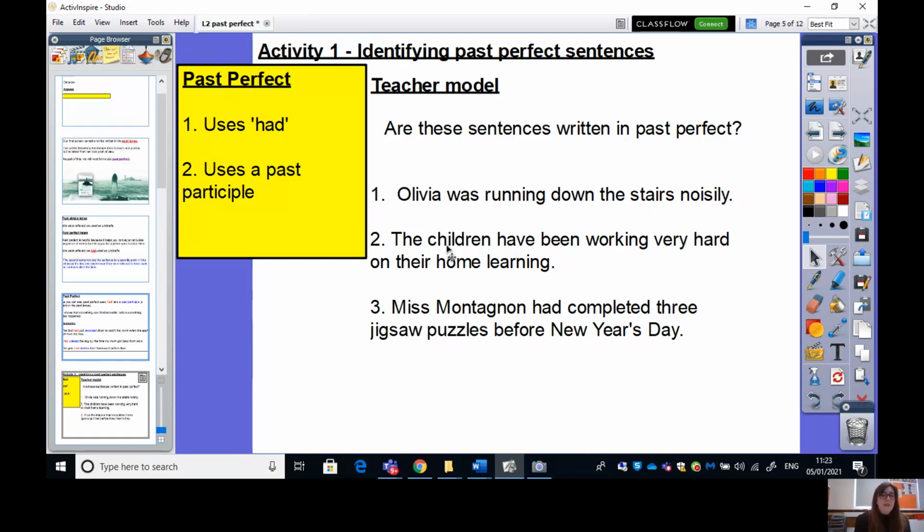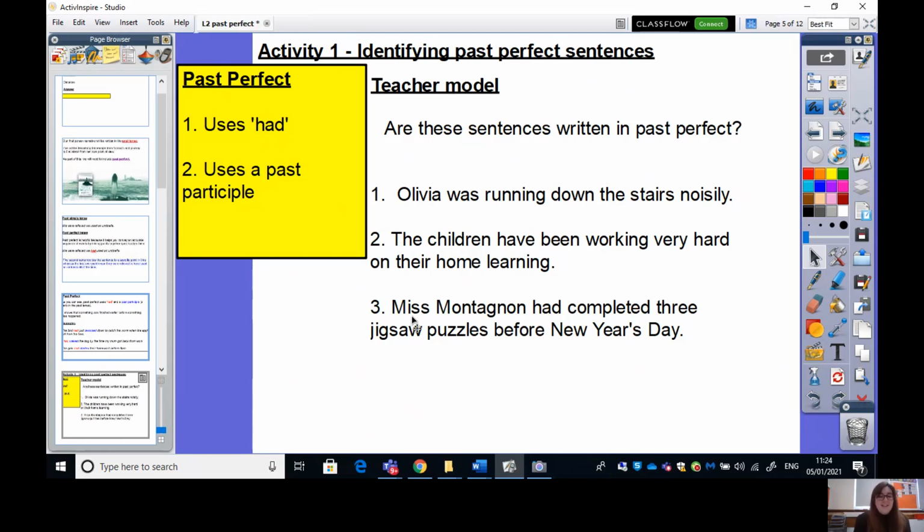Sentence 2, the children have been working very hard on their home learning. This isn't past perfect, it's actually, I wonder if you will know it actually. I'll give you a moment to think. It should be something you've picked up before. This is present perfect. It should be something you've covered in year 4. Children have been, it means that something is started in the past but is continuing in the present. And I'm sure you all are working very hard on your home learning, hence why it's in present perfect.